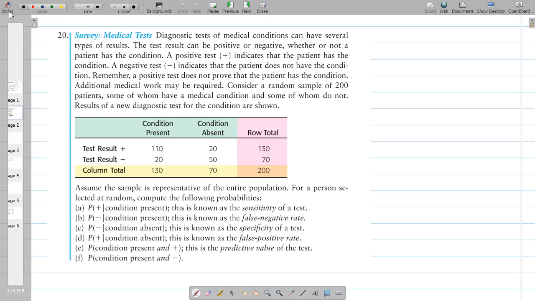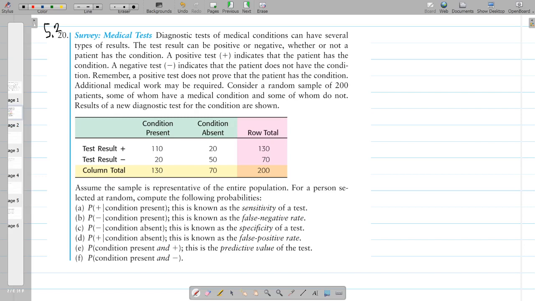Okay, let us do problem 20 in 5.2. So this is in 5.2, problem 20. It's a bit wordy. Your question 23 after this is just like this one. So it's about medical tests. We have diagnostic tests of some medical condition. Think, for example, coronavirus. We want to connect it to today's issues.